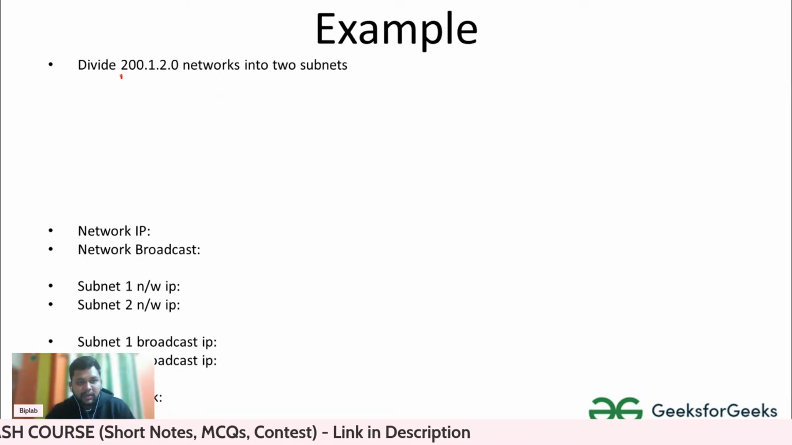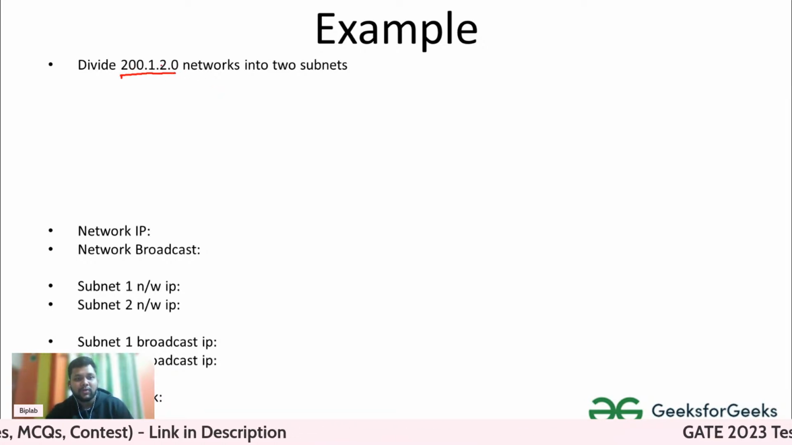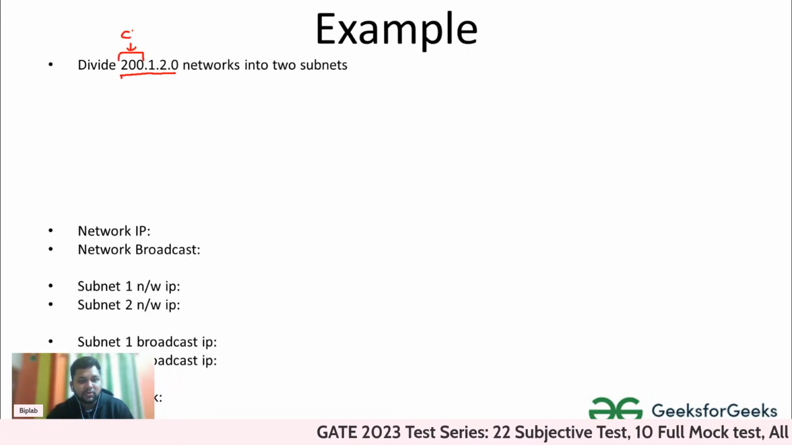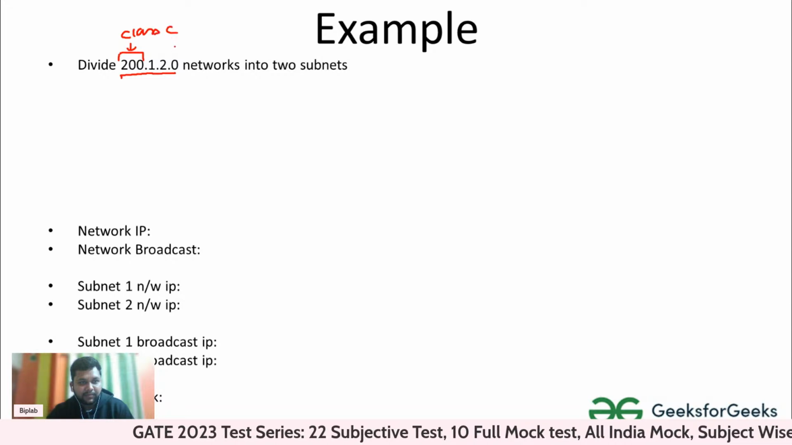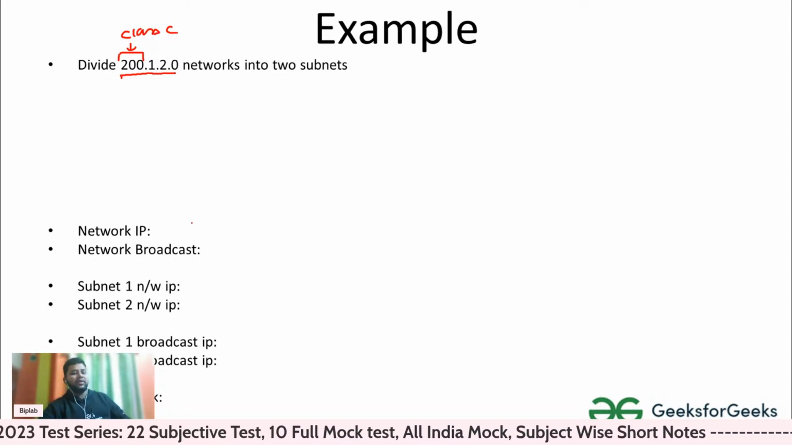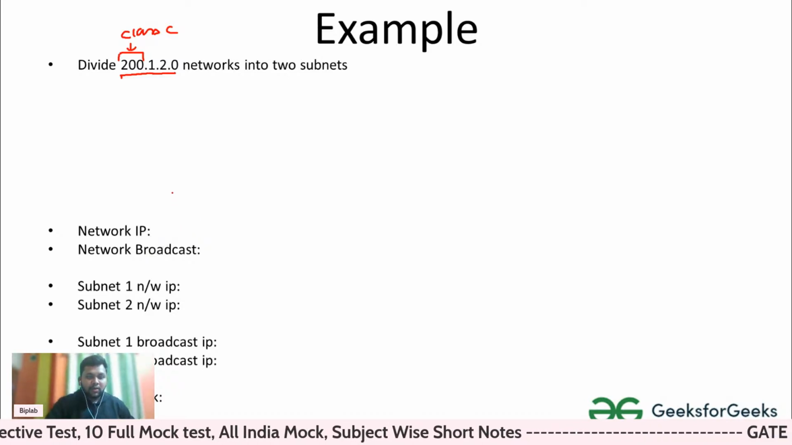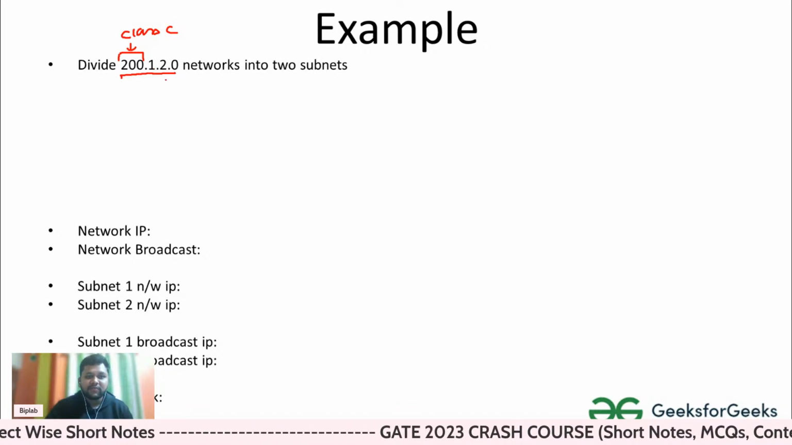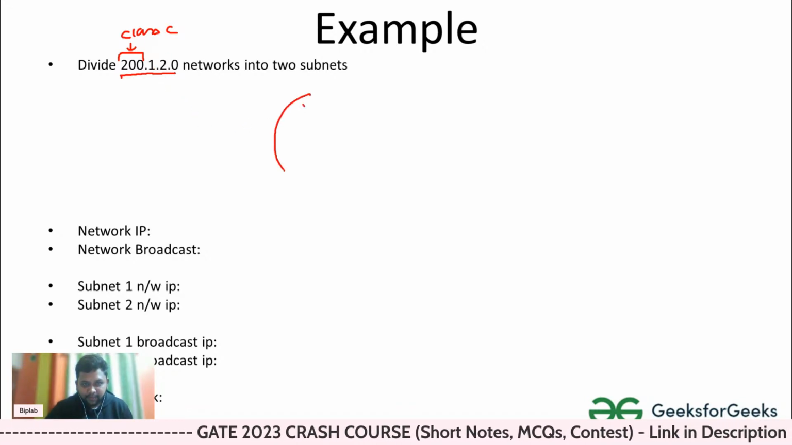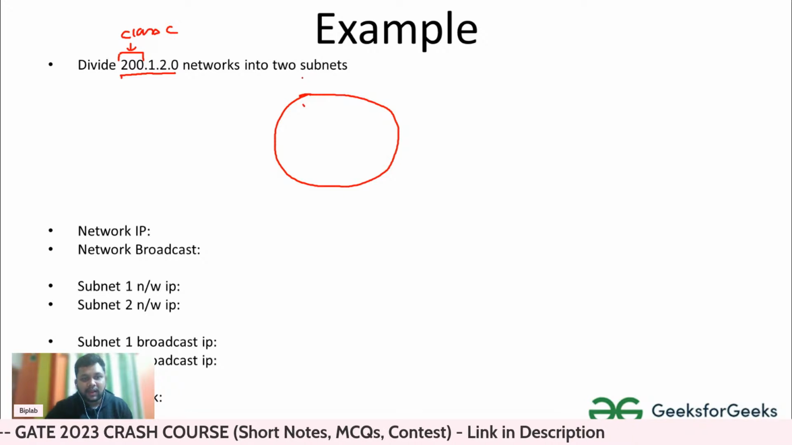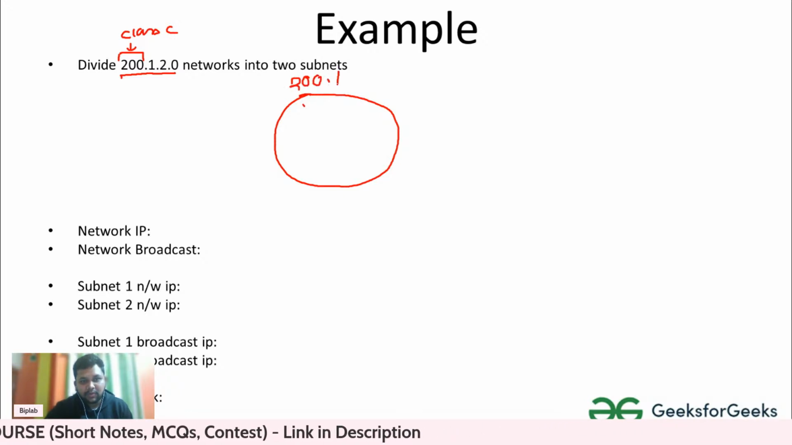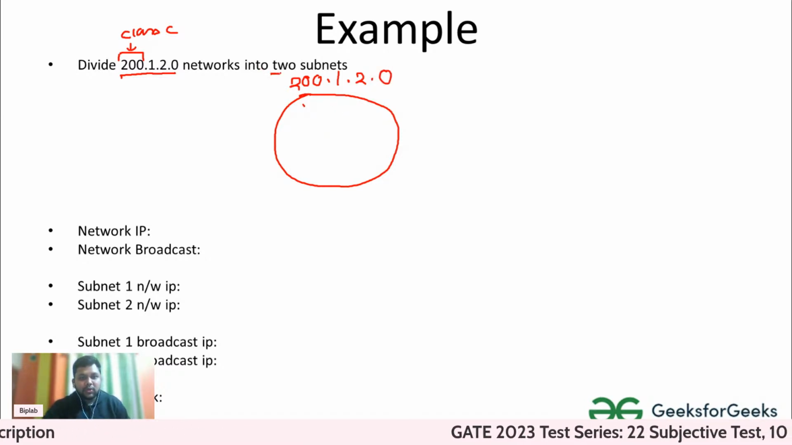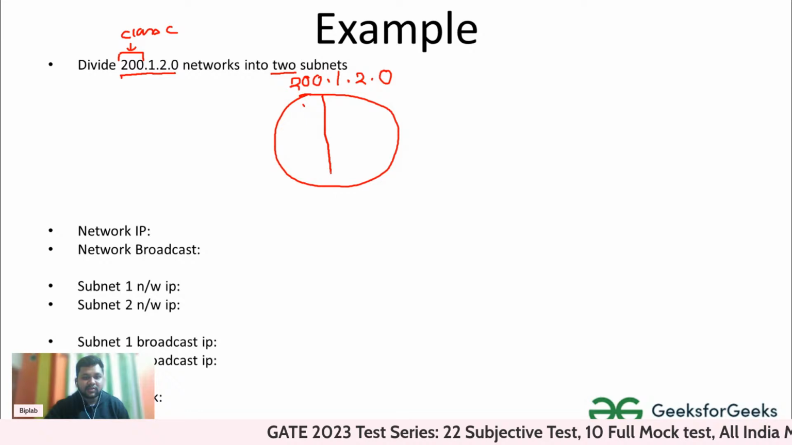Let's say we are given a network, 200.1.2, okay, this is a network ID, and this belongs to class C. Some text is not visible, not to worry, I will write it later. So say this is your class C IP address, that is the network ID. Now you are asked to divide it into two subnets.